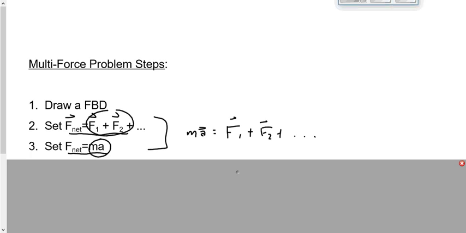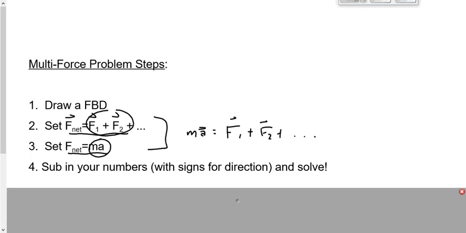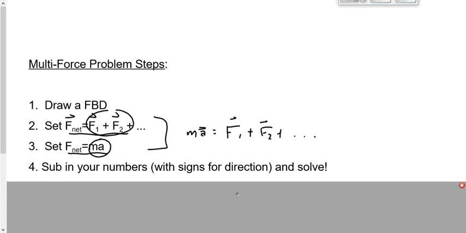And now comes the easy part, usually. Sub in your numbers. Solve something. Don't worry about what you're looking for. It'll fall out. It'll come out of it. Just sub in your numbers and get whatever you can get. What you're looking for will come out of this. Don't forget your directions, though. If F1 is to the right and F2 is to the left, make sure you make F2 a negative value. Not in the equation, but when you sub in the number.